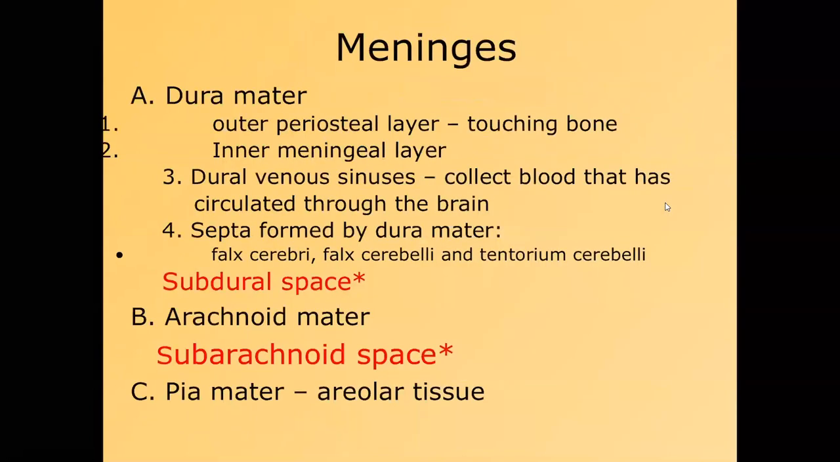I have them listed here in order from the outside in. Dura mater, when we cut it on a sheep brain, is almost like a shrimp shell. It is subdivided into two layers. The outer layer is called the periosteal layer, and it's actually touching the skull, touching the bone. The inner layer is called the meningeal layer. In the dura mater, we're going to have some sinuses called the dural venous sinuses. They collect blood that's circulated through the brain, and they dump it back into the superior vena cava so that the blood can recirculate.